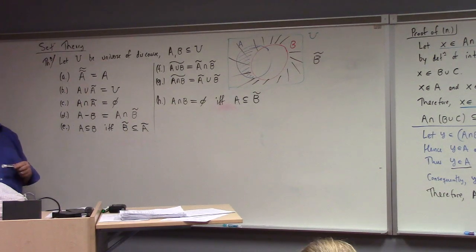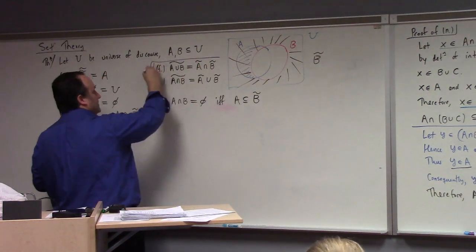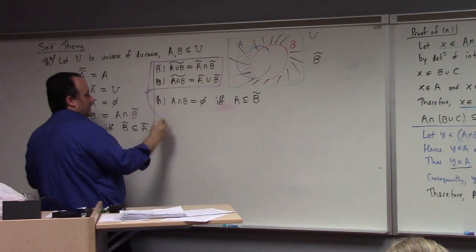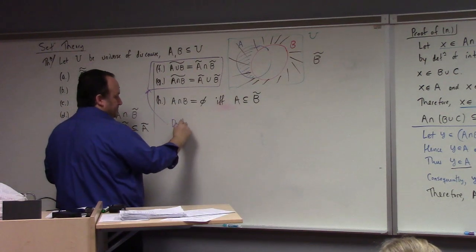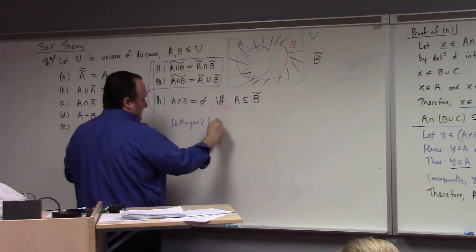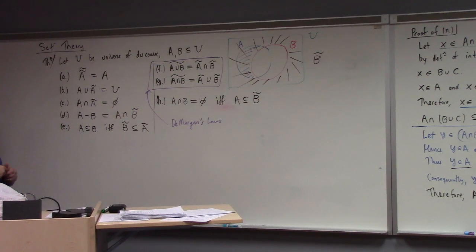That exposes a deeper thing, which is that there's an obvious correlation between the set theory we're doing and the laws of logic we talked about before. And so essentially for that reason, what do you think these two laws of set theory are called? De Morgan's laws, yeah. Because if you try to prove these, they essentially rest on De Morgan's laws.